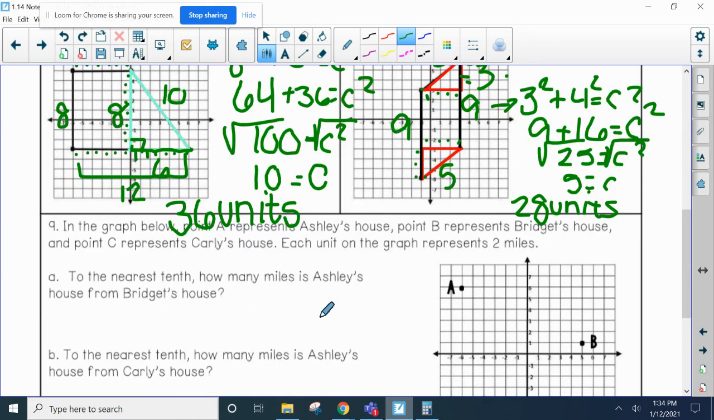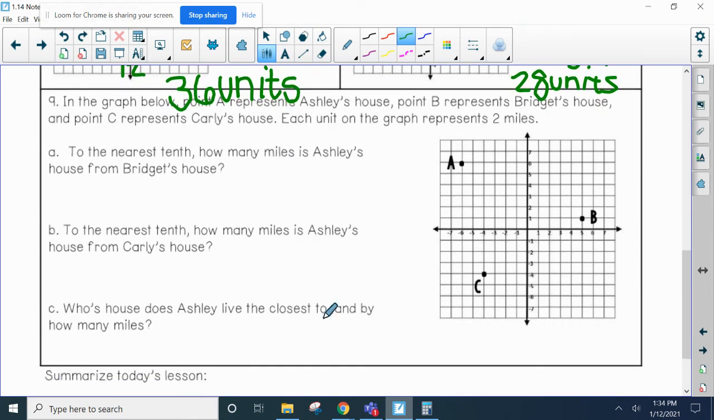All right, so let's go ahead and solve this last one. So I'm going to do A, and then I'm going to let you do B. And then we'll work together to figure out who lives closer. So it says A is Ashley, B is Bridget, and C is Carly. That should be easy enough because their names start with the letters.